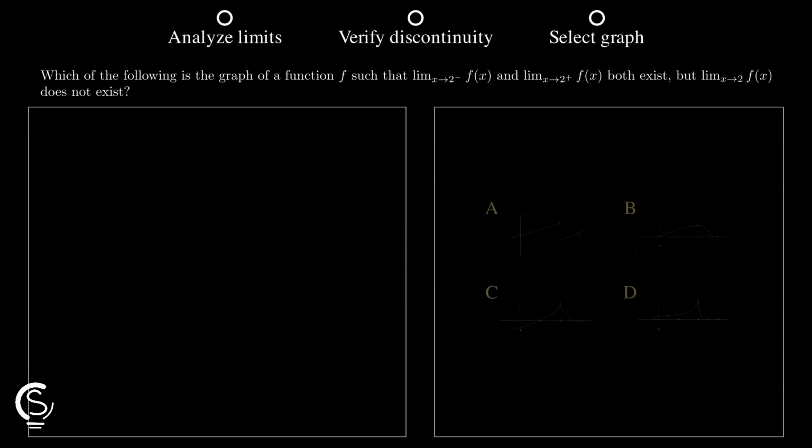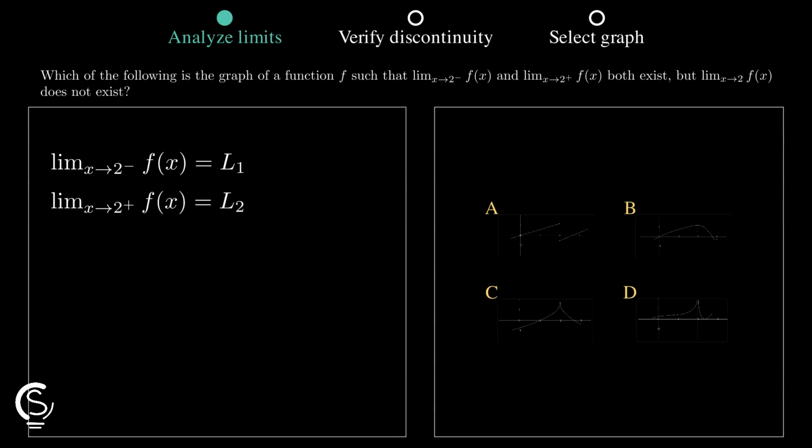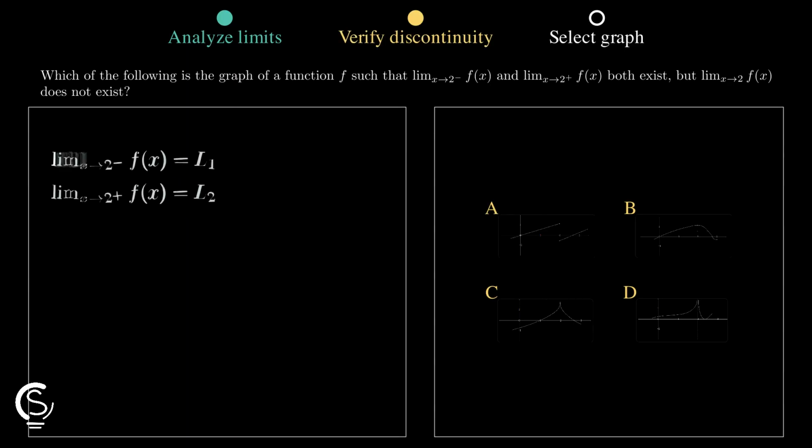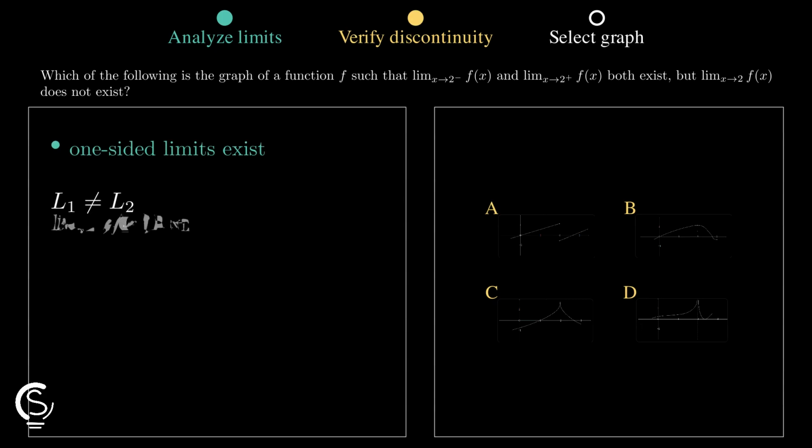First, we look for a graph where the function approaches specific values from both the left and the right at x equals 2, meaning the one-sided limits actually exist here. Next, we require the general limit to not exist. This happens when the left-hand limit and right-hand limit approach different values, creating a clear jump at that specific point.